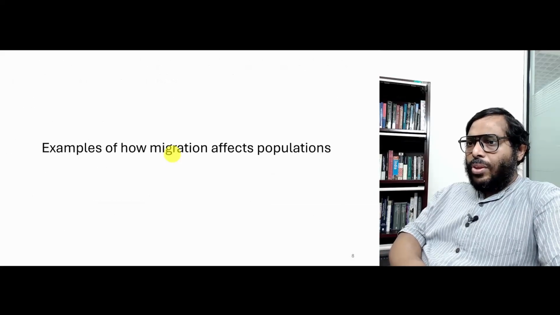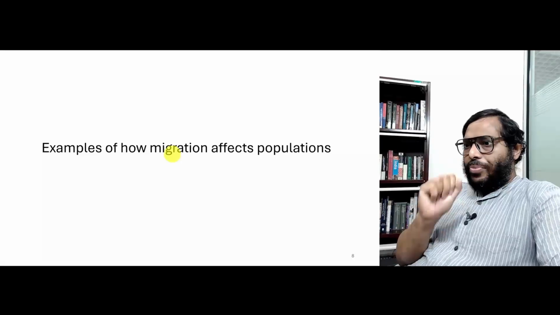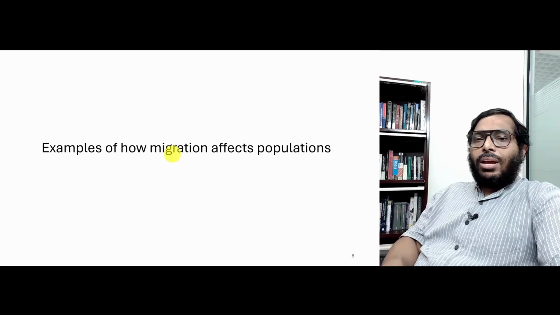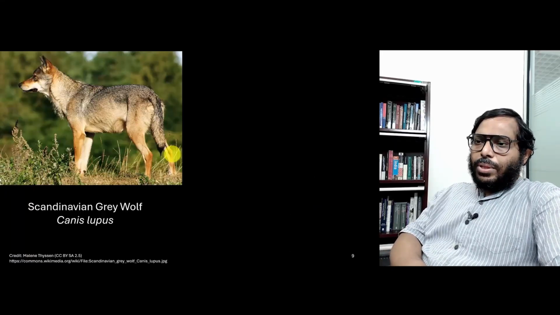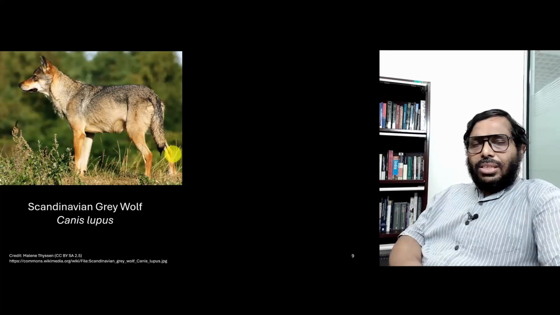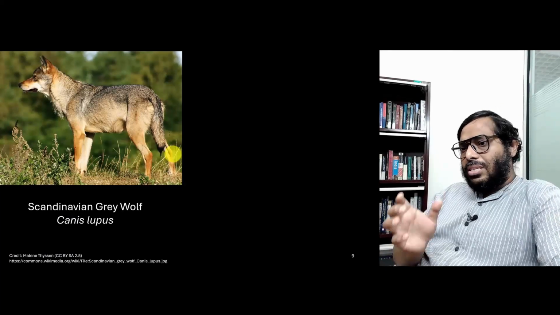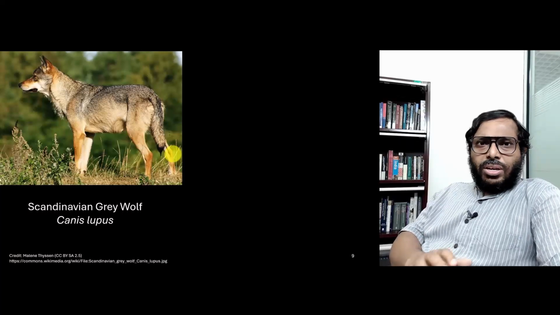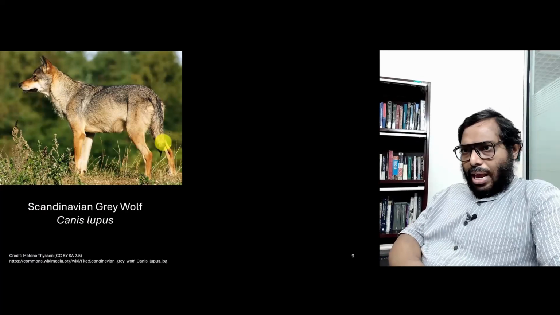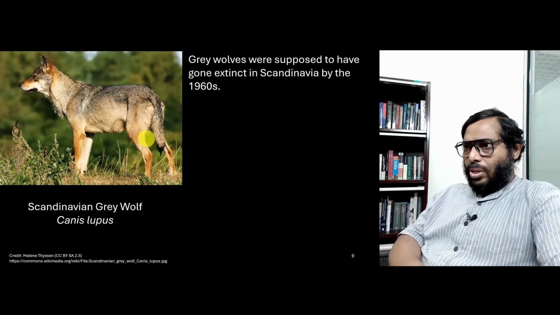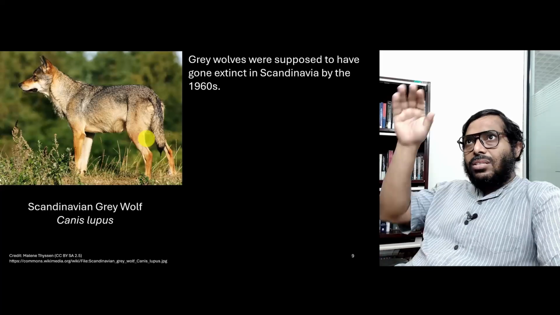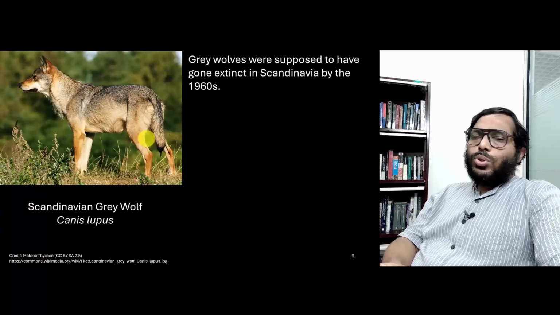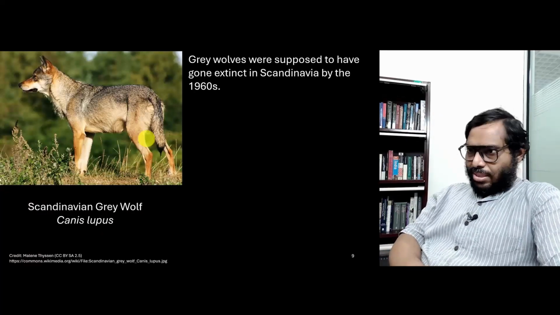So, with this quick background, I am now going to give you a few examples of how migration has ended up affecting populations. The first example that I will take is of this species. These are grey wolves, and more specifically the Scandinavian populations. The grey wolves have been distributed over large parts of Europe for a long time, but they were also hunted rather ruthlessly. In Scandinavia, that is Norway, Finland, Sweden, that part of northern Europe, they were supposed to have gone extinct somewhere around the 1960s.